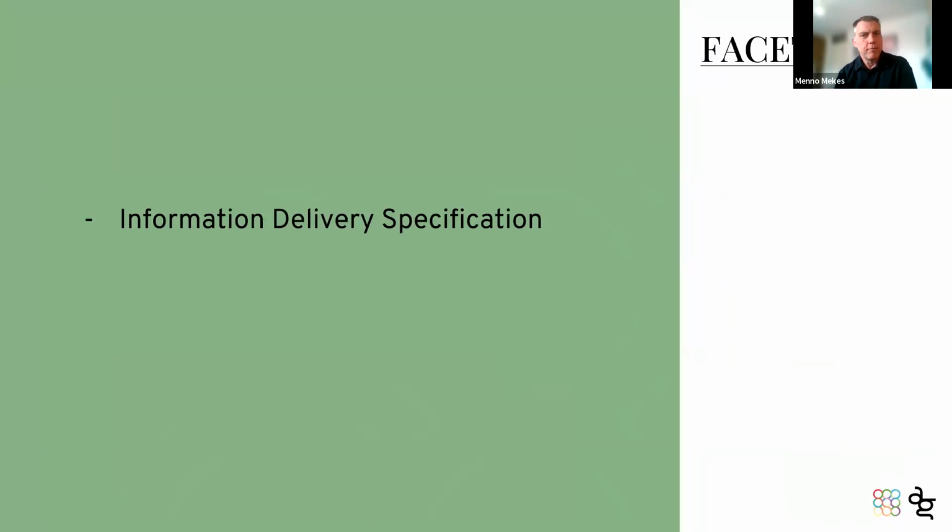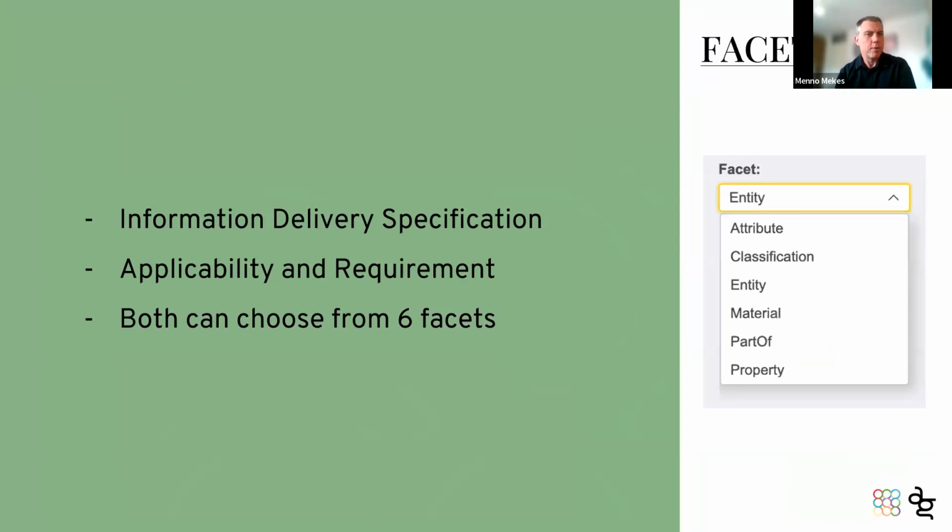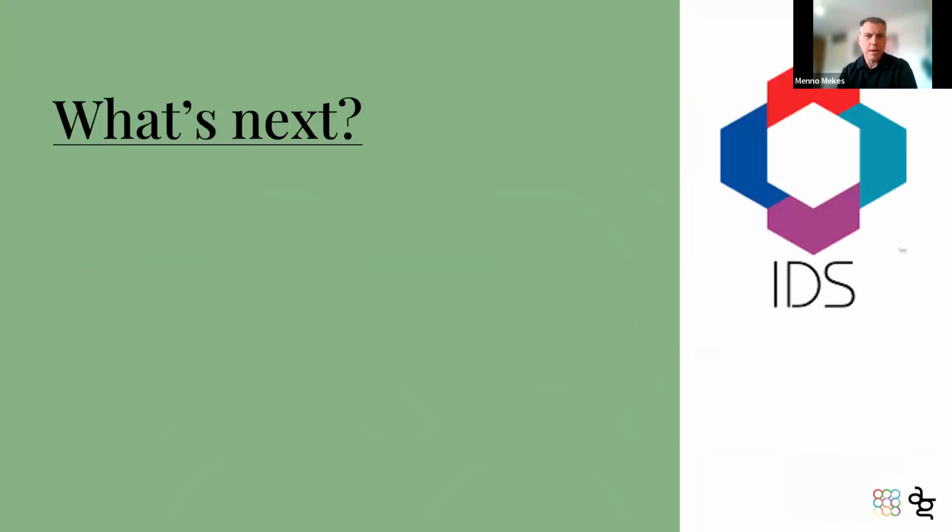So this information delivery specification deals with applicability and requirements, and both can choose from 6 facets. And that's all very straightforward and not that difficult, right? It's actually quite basic. So what's next? Well, next, after basic, comes advanced, of course. Advanced specifications. And that's what is still missing in IDS.